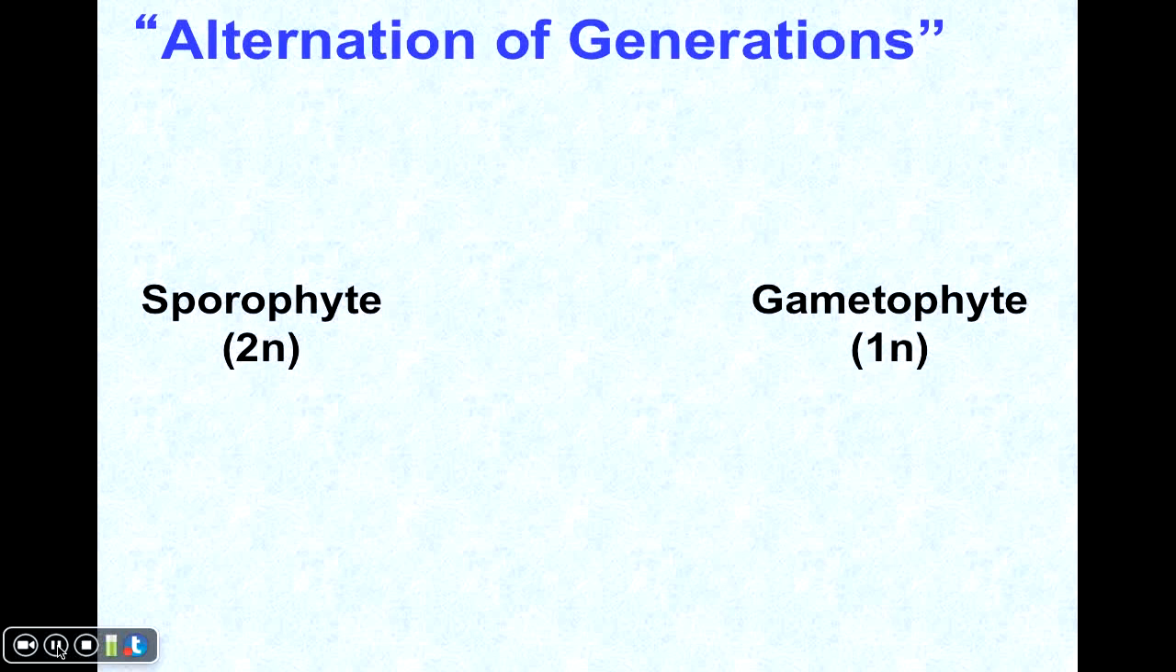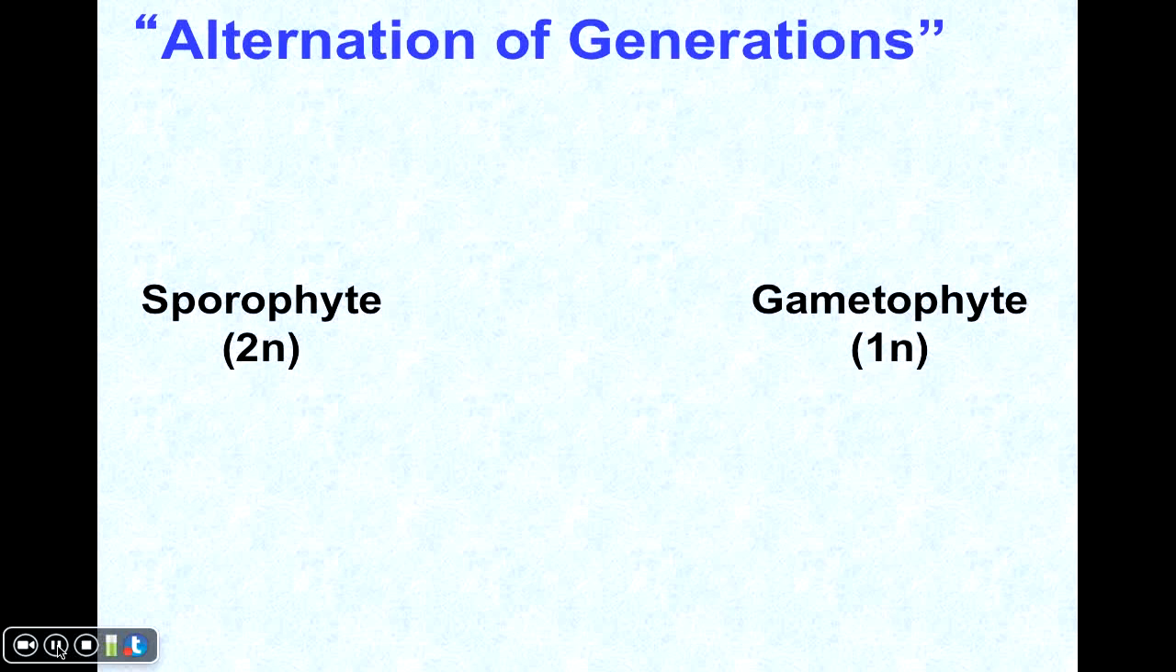Just for some perspective, if you think about human beings, we pretty much exist entirely as diploid organisms. The only haploid stage of our life cycle essentially are our gametes, namely sperm and eggs. Plants, however, are a little bit different. Again, it doesn't matter which plant you're talking about. All plants follow the same fundamental life cycle.